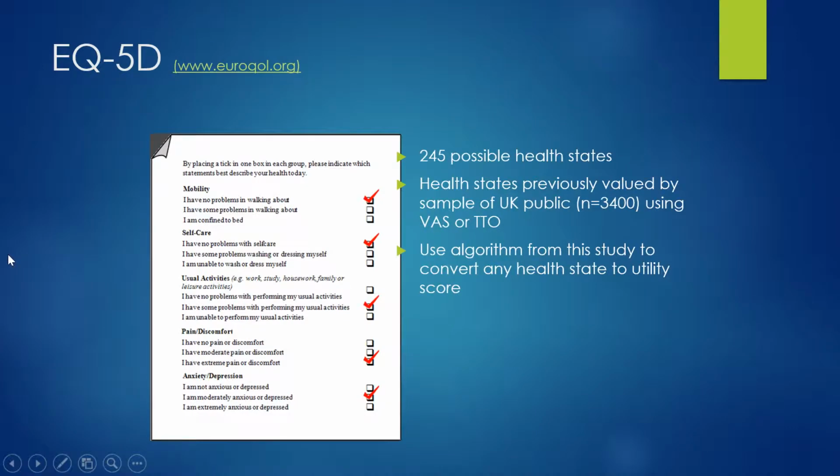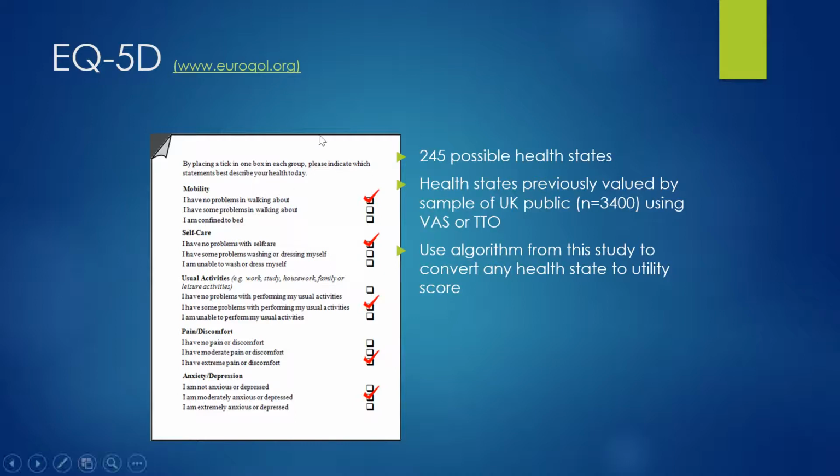So this is how it looks. As you can see, it is EQ5D3L, but there's another one with 5L now. As you can see, they have these options. I have no problem in walking about. I have some problem. I'm confined to bed, and you can choose different scores. So what will happen in this case? It will be 3, 3, 2, 1, and 2. So you will have this one state.